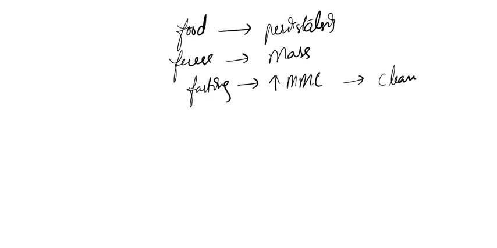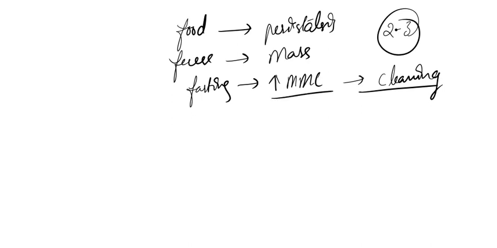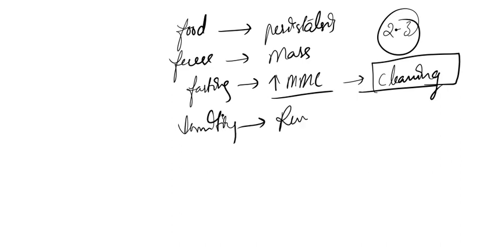So that's why you can frequently eat meals, but there should be a gap of at least 2 to 3 hours between meals. The reason is that these things cleanse the stomach and get it ready for the next meal. And if you talk about vomiting, that indicates reverse peristalsis. So these are some things that you should remember.